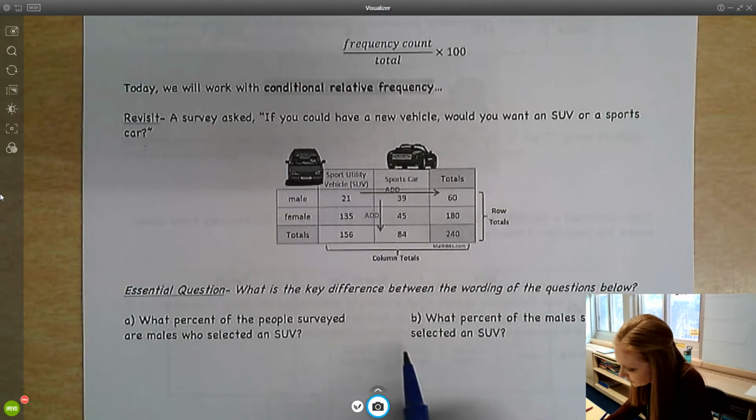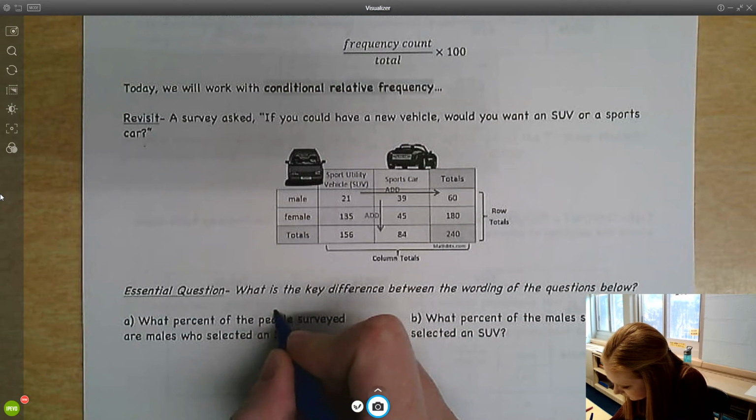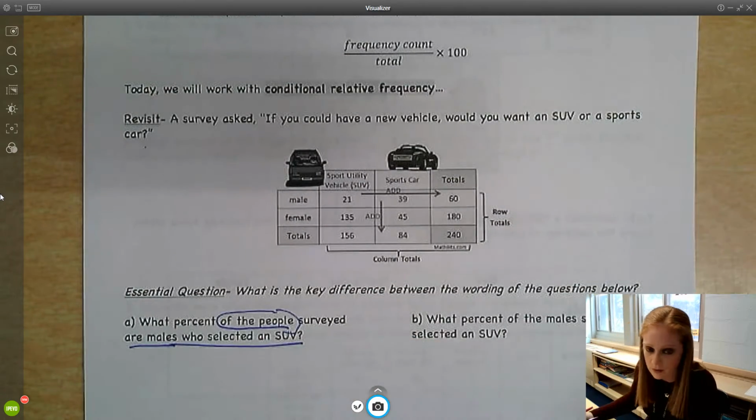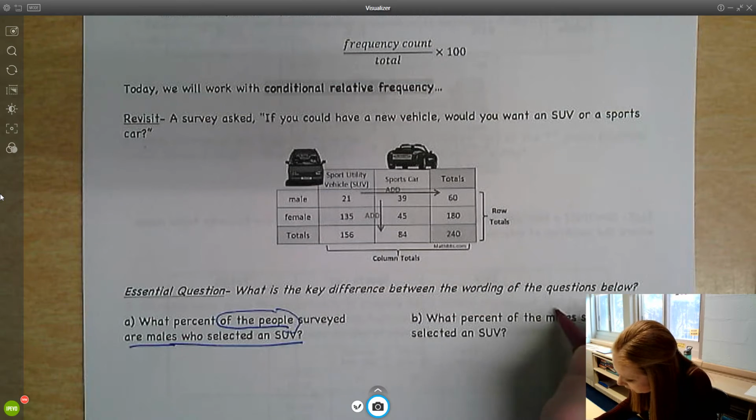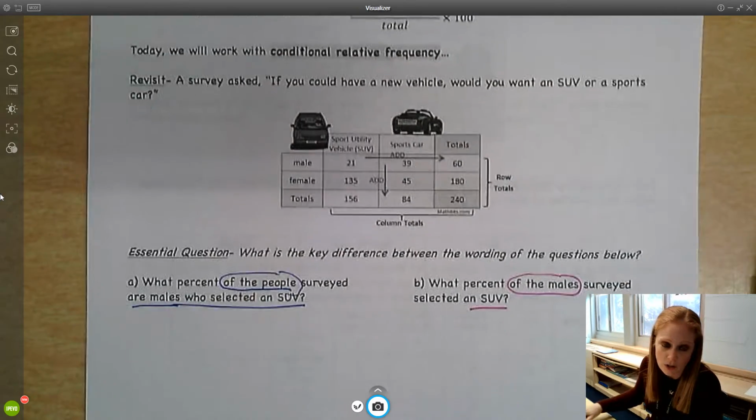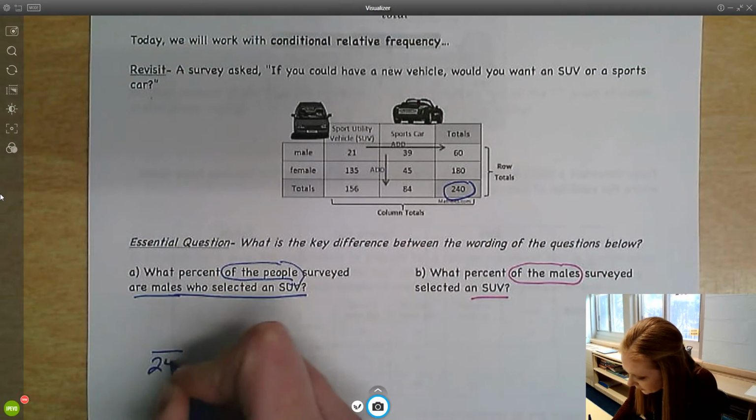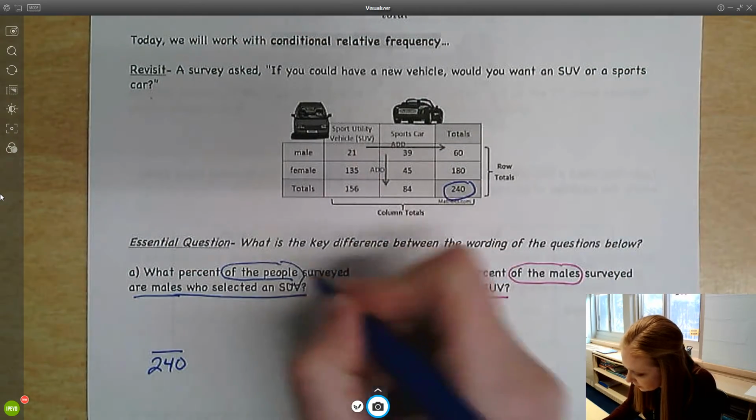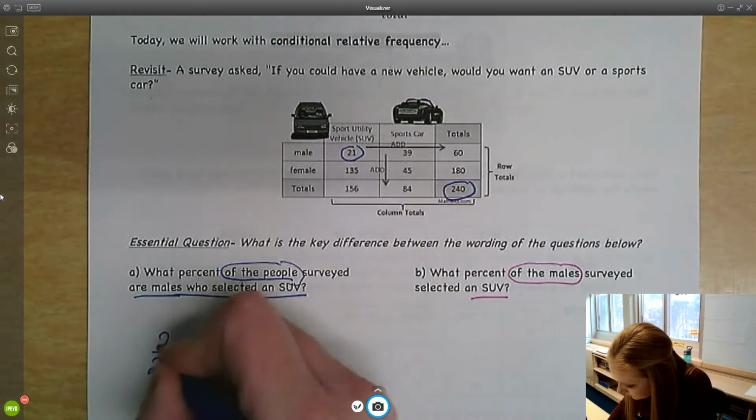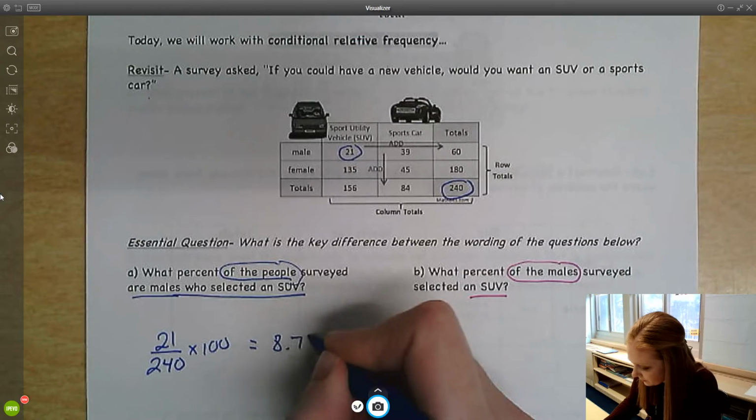But now let's look at the key difference between the wording in this one, where it says what percent of the people surveyed are males who selected an SUV, whereas this one is what percent of the males surveyed selected an SUV. The one I underlined in blue is out of all of the people, our grand total here. So that's like what we did in lesson 5, where you're using the 240 people, and you're looking for males who selected an SUV, which would be males SUVs right here, times 100 to make it a percent, and that would be 8.75%.